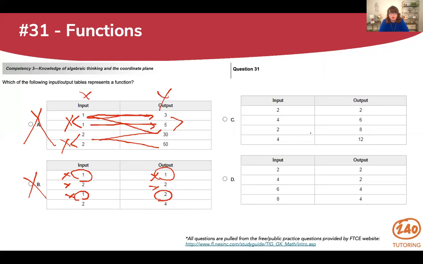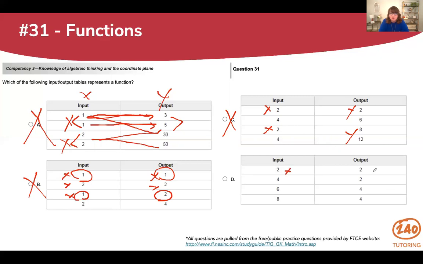It's not a function. Let's look at C. So we have an x of 2 gives us a y of 2. Again, we have another x of 2 gives us a y of 8. That can't happen. You can't have the same x value giving you 2 different y values. C is not correct. Let's check this one.